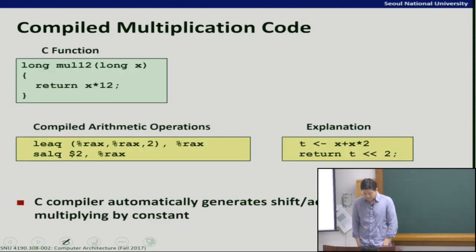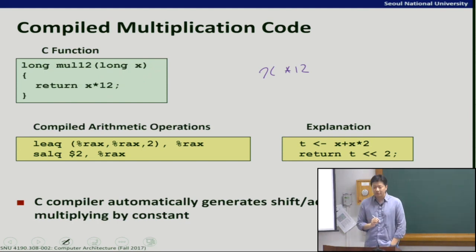So how does this compile? We're going to talk more about x86 assembly language in the following lecture, but let's take a look at how this code is converted. Let's say we want to compile this function, which calculates x times 12 and returns the value, right? It's a very simple function that takes a value x, multiplies that number by 12, and then returns the value.